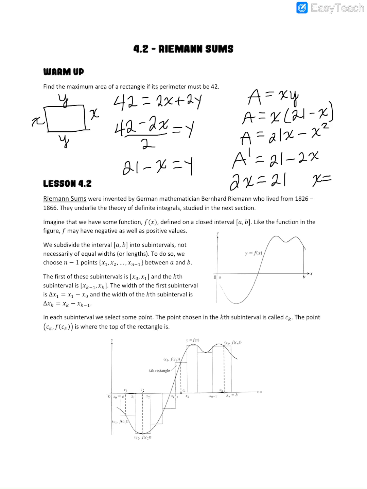So x is 10.5. When I plug that in to x, I will find that y also equals 10.5. And so my maximum area is going to be 10.5 squared, which is 110.25 square units.